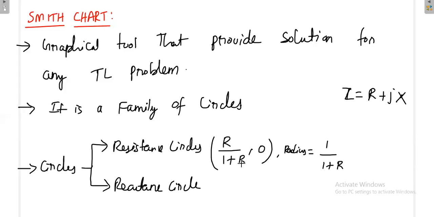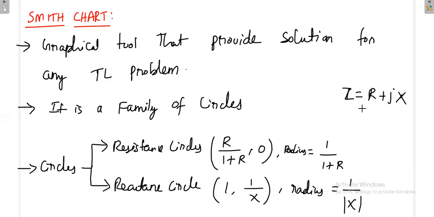But for reactance, the center of the circle is 1 divided by X, simply X. This X can be positive or negative. Then what is the radius of the circle? Because the radius cannot be negative, it is 1 by mod X. Then Z equal to R plus jX. In general, whenever you denote any point on the Smith chart, it is always normalized.